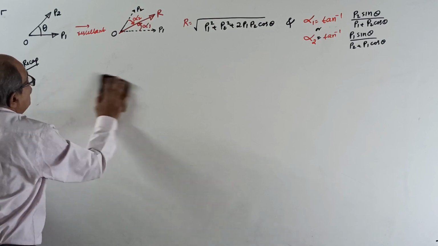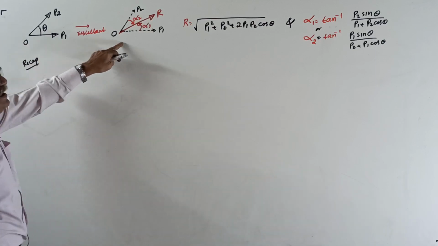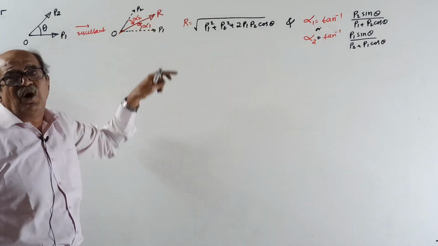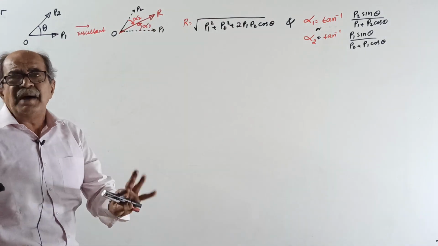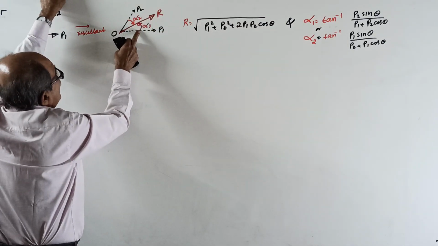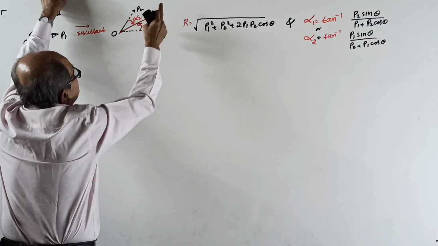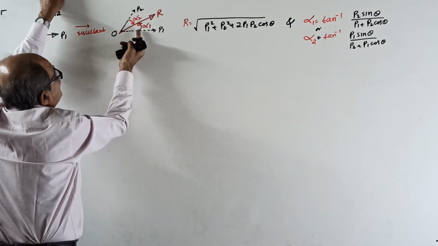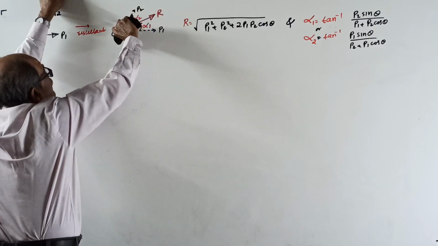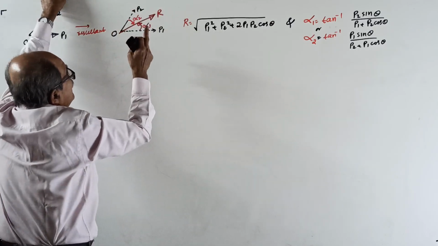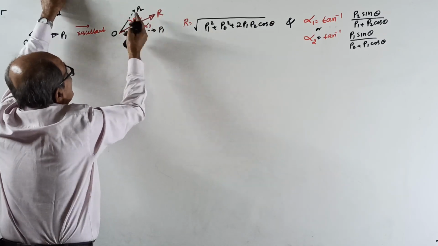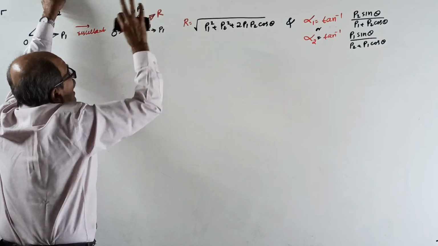Recap only. For this concurrent force system, R is the magnitude of resultant. I am not writing because I wrote this many times. Alpha 1 is the angle made by the resultant with the force P1, see, like this. Or alpha 2 is the angle made by the resultant from P2. See, when you say angle made by resultant with the force P1, it means start from P1, go to R. Or start from P2, go to R.